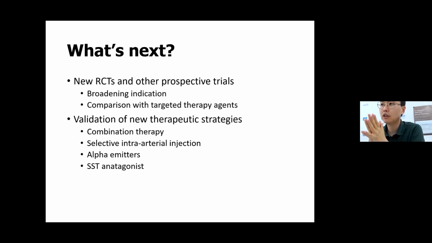The attempts include combination therapy, selective intra-arterial injection, and using alpha particles, and also attempts using somatostatin antagonists rather than agonists.